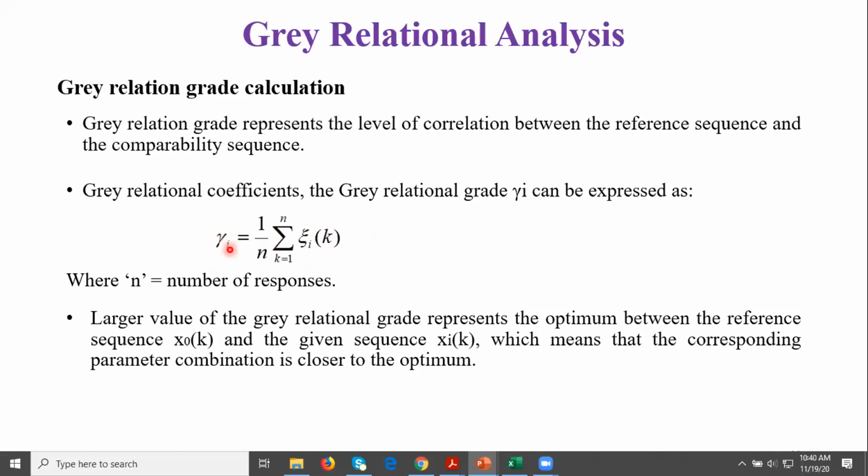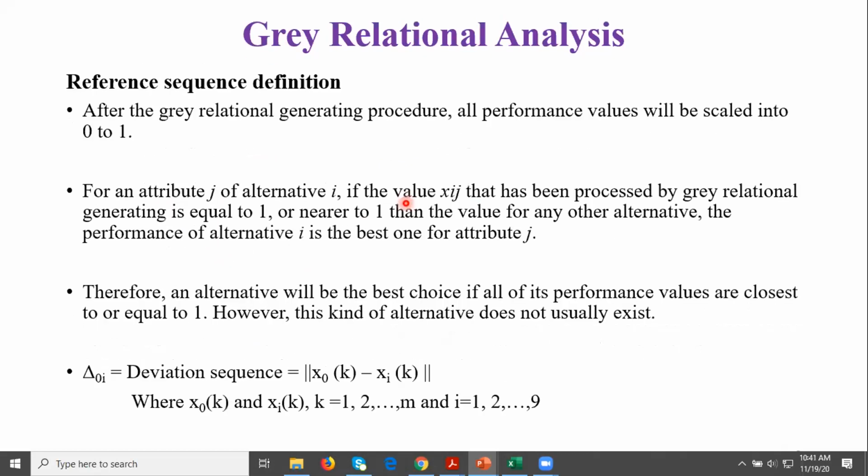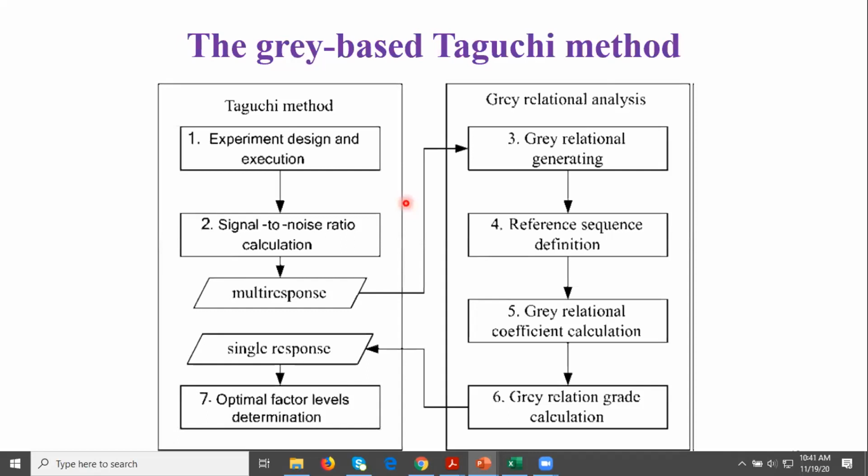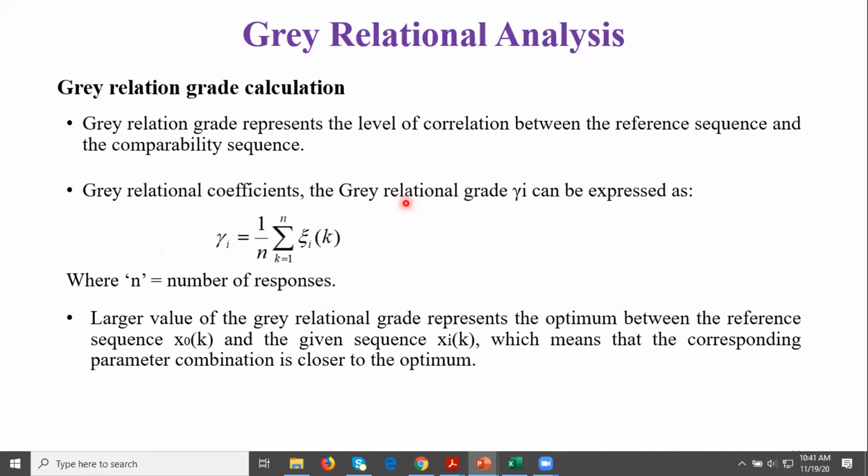In this gradation grade, whatever the maximum value is coming from the 9 experiments, that maximum value they are taking as the good result. That means they are predicting that it is the optimal value. That is the procedure. Here, these are the values, and these are the formulas they are using to calculate the gradation analysis.